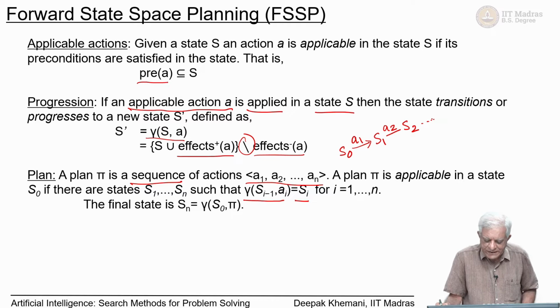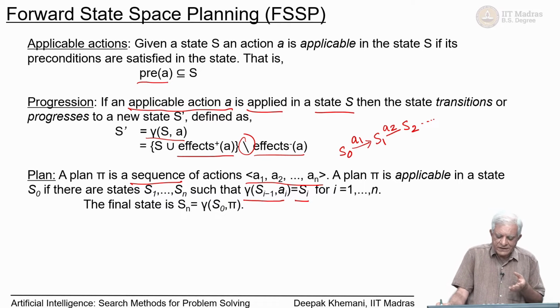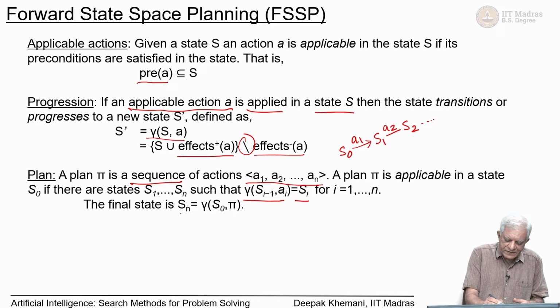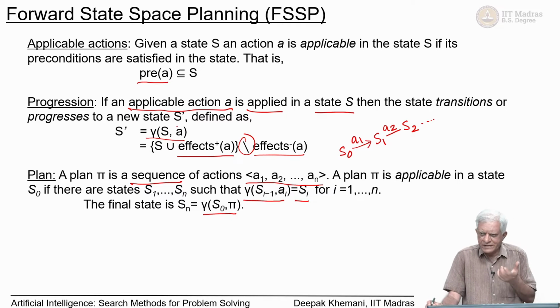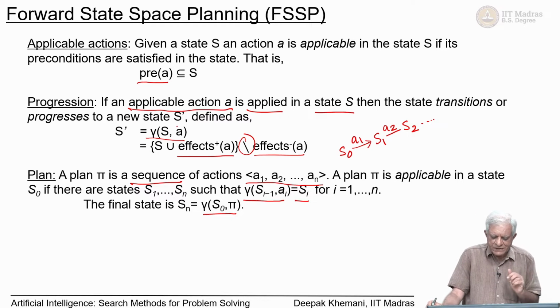You do this for n actions and eventually you will reach a state Sn, which we write as saying that we have progressed over the plan. So, the argument here is pi, which is the plan, as opposed to a single step progression where the argument was an action. Here it is a full plan. So, the final state is reached after we have progressed all the actions A1, A2 up to An.